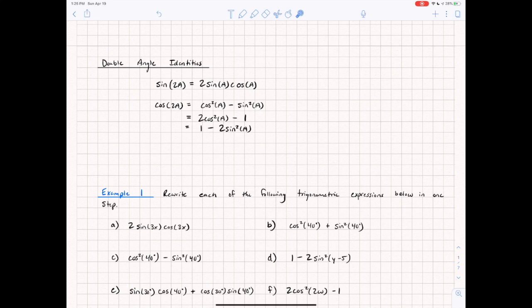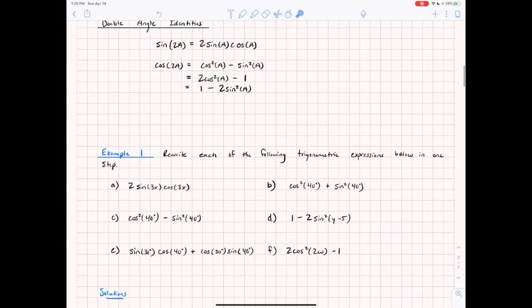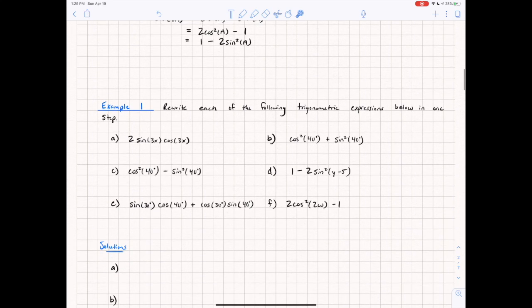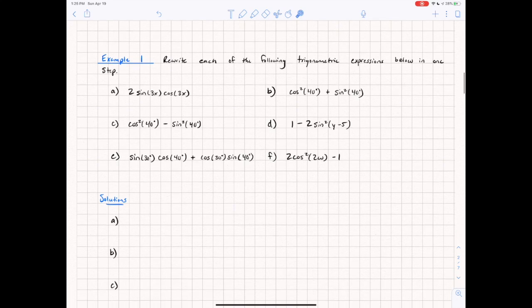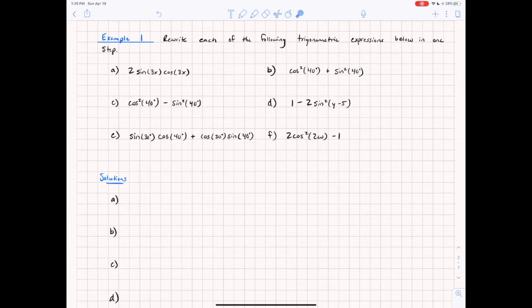Try to have the formula sheet next to you because, again, I can't keep it on the screen at the same time. All right, so example 1, rewrite each of the following trig expressions below in one step. In other words, my goal is just to do this once. All right, and so take an A. So I have 2 sine of 3x times cosine of 3x. Well, notice that this form right here, 2 sine of my angle, cosine of my angle, this is the double angle for sine.